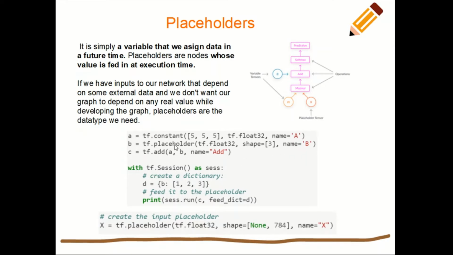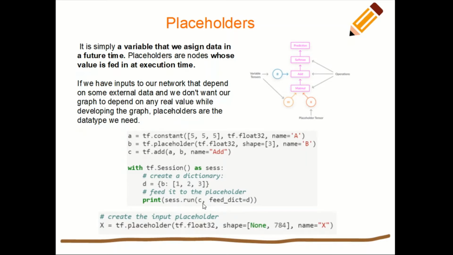Okay, so this we have declared as a placeholder. That means we do not know the values until the runtime. So what we do here is we create a session, then we create a dictionary, and we say that this placeholder b needs to be replaced with this list 1, 2, 3.